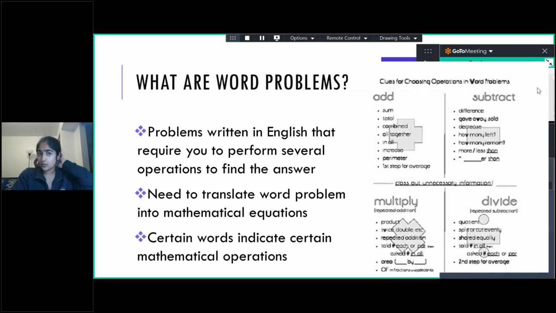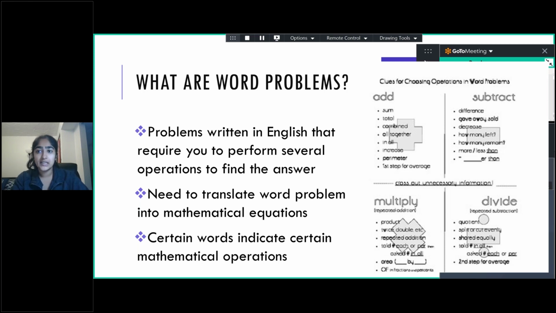Basically, I just want to talk about what word problems are. Word problems are problems that are written in English, and they require you to perform many operations in order to find the answer. So you need to translate the words in the word problem into mathematical equations.